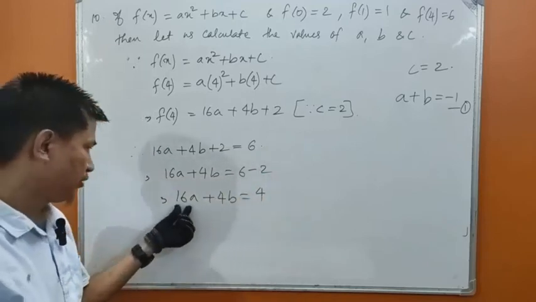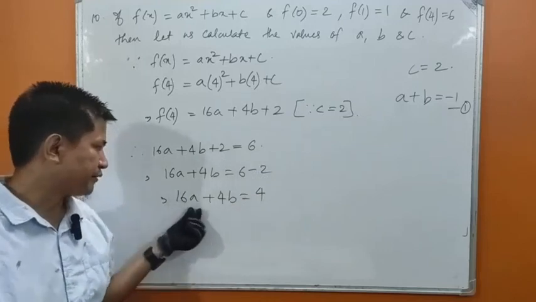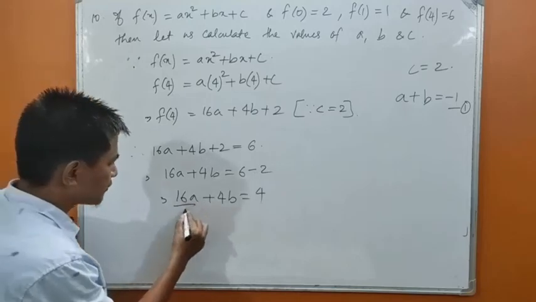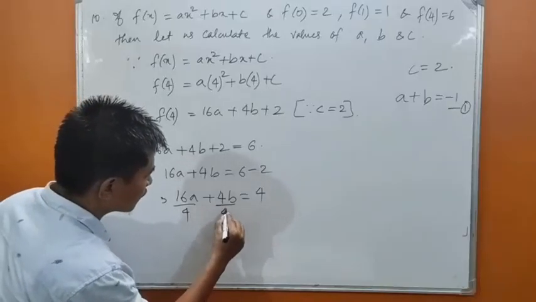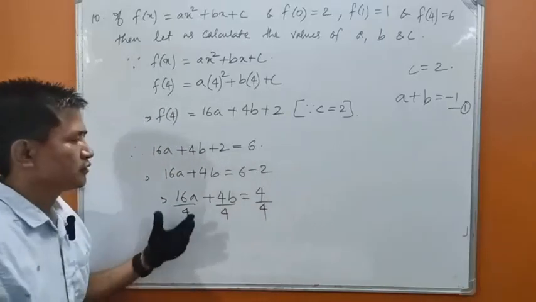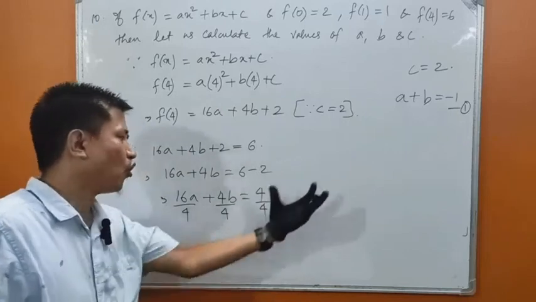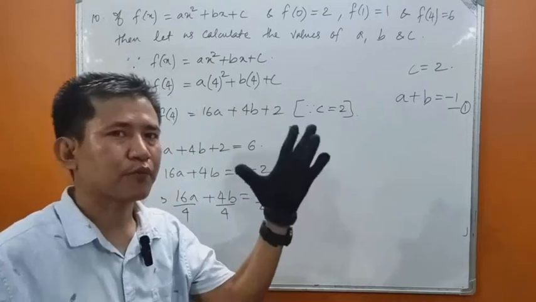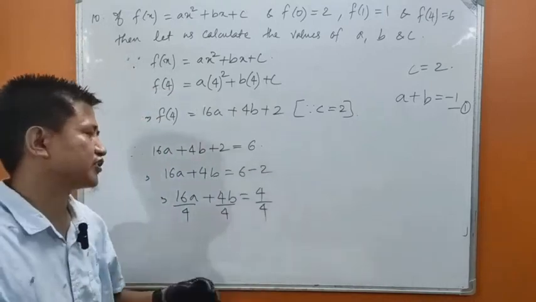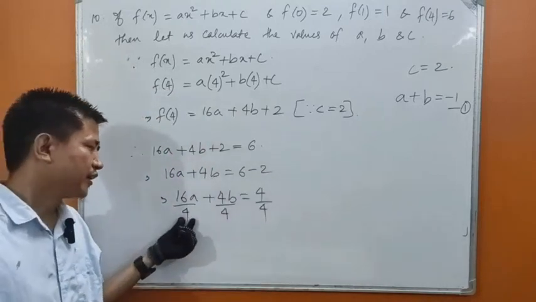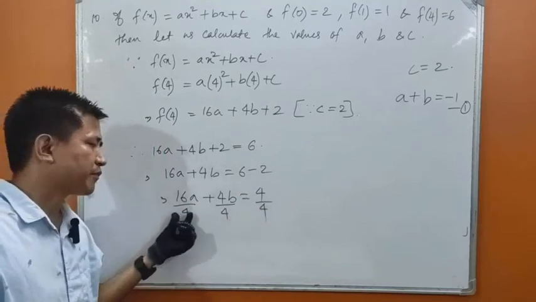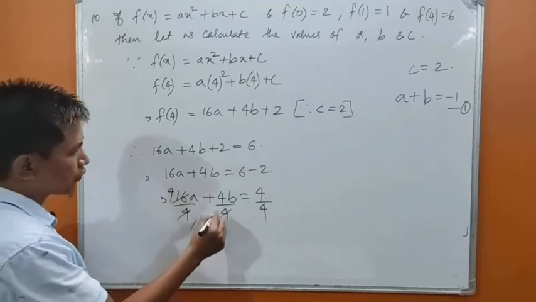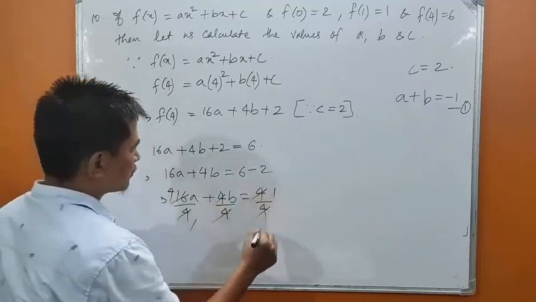So all these numbers are divisible by 4, so we can reduce the equation by dividing throughout by 4. When we divide the whole equation from left hand side to the right hand side by the same number, the value of the equation does not change. So we can divide the whole equation by 4. 4 1s are 4, 4 4s are 16, 4 and 4 cancelled, 4 and 4 cancelled, we have 1 here.